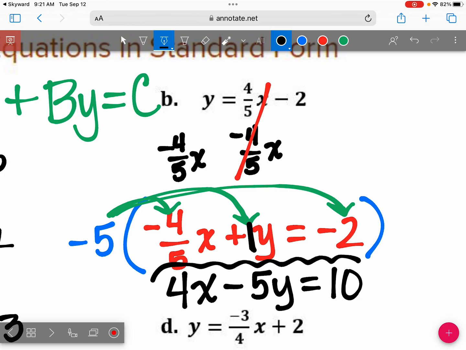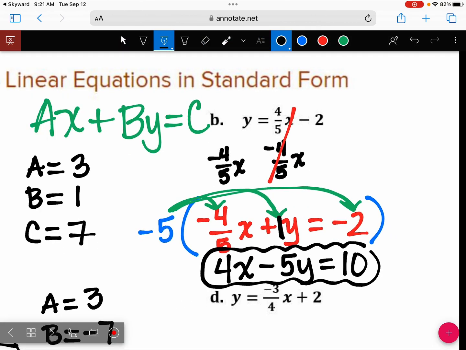Okay, who got this as their answer for standard form? All right, so now let's write off to the side my A, B, and C. A is 4. B is negative 5. And C is 10.